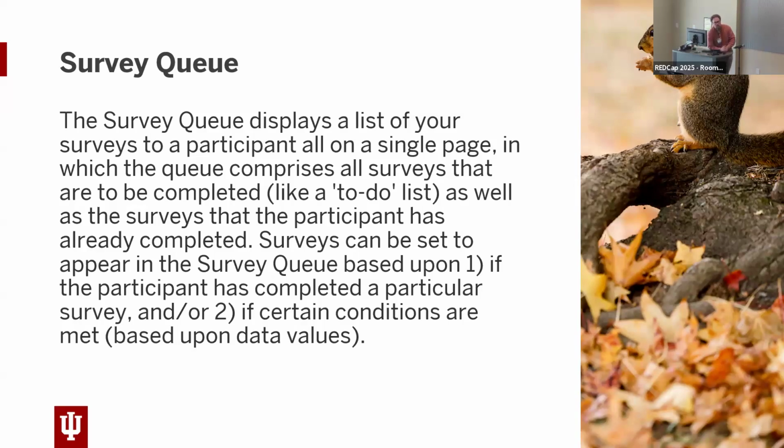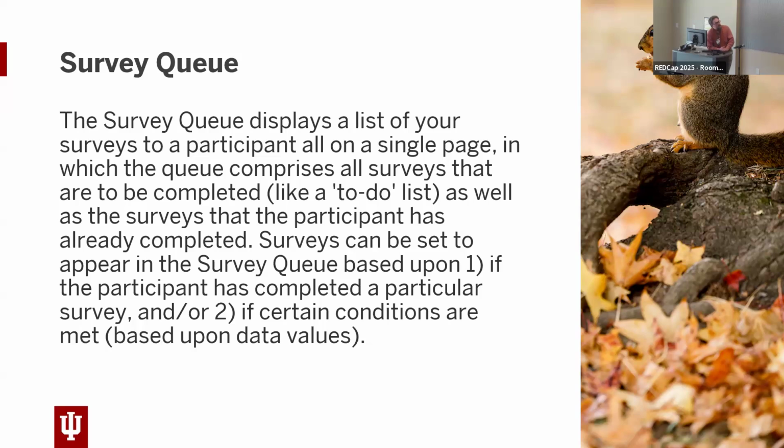So the survey queue, there's actually a lot one could get into in describing some of the setup for this, but the basic concept of the survey queue is that it's going to display a list of your surveys to a participant all on a single page. And it's going to vary by 2 things. One, it's going to show whether or not it's been completed or not, like a to-do list.